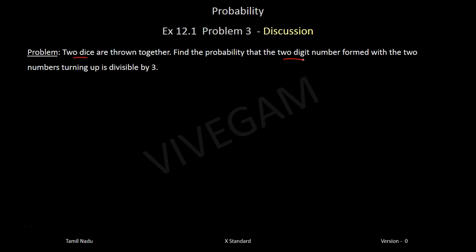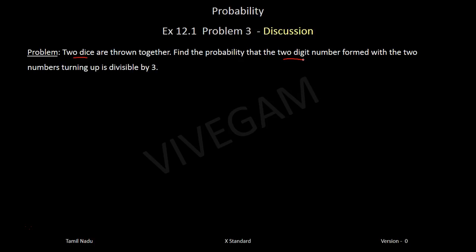Or from the outcome of the two dice, actually. So we need to check whether the number is divisible by 3. For that, we have to list out all the possible numbers which can be formed by these two dice getting thrown. Then we'll have to list out the favorable outcomes, that is, all the numbers which are divisible by 3, from which you can find the probability.